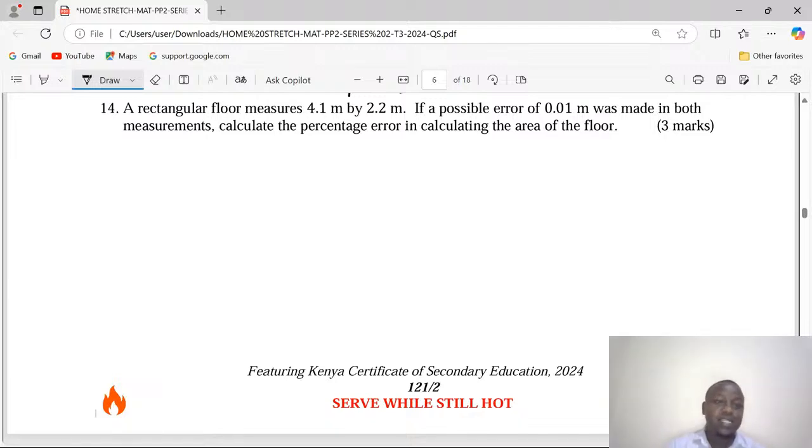Okay, part 14, as we wind up with section 1. The other lessons which are remaining, we're going to be discussing section 2 of mathematics paper 2.